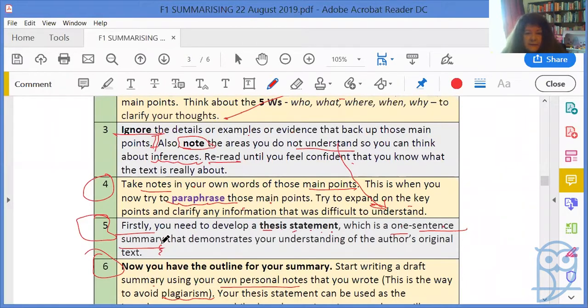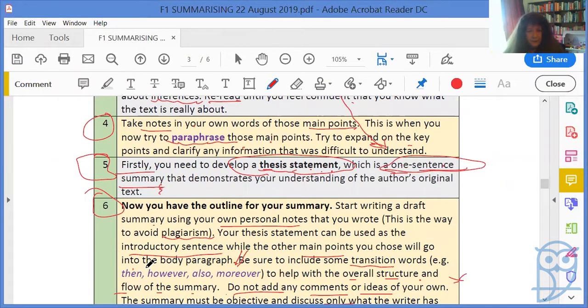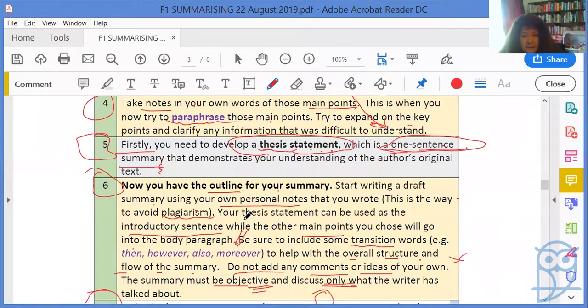Then, after that, you need to think about a thesis statement, which is a 1-sentence summary, 1 sentence of the whole extract. And that shows you understand the author's original text. In other words, what the passage is all about. So there you've got in front of you on your notes the outline for the summary you're going to write. So you use your personal notes, and that's how you're not going to be plagiarizing. And you start with your thesis statement.